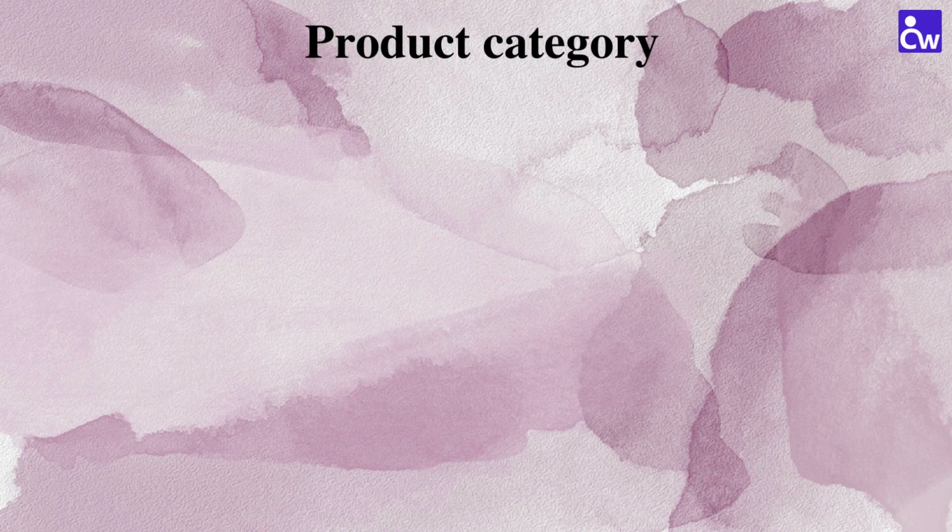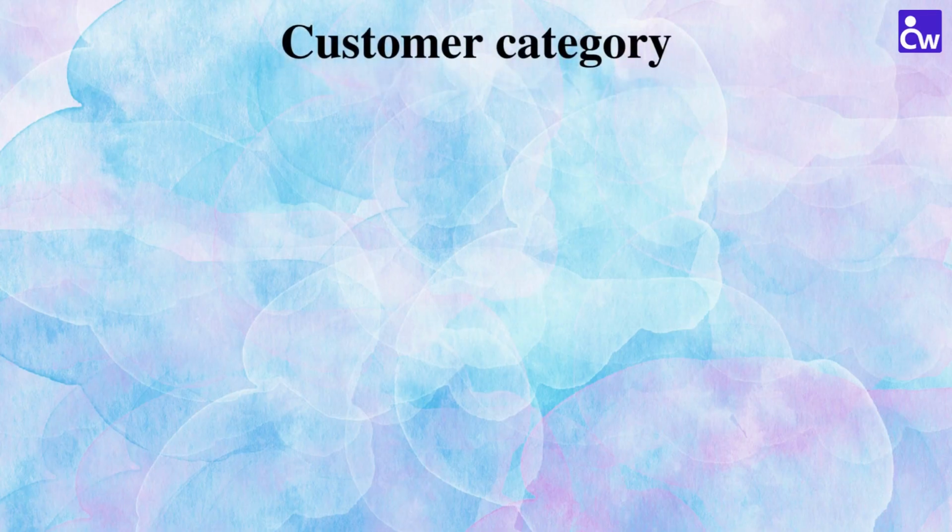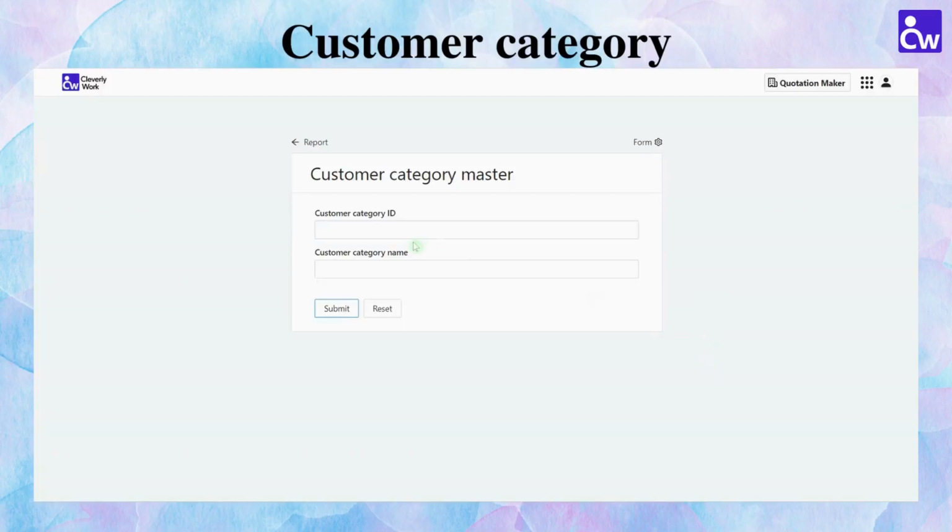Now let's see the category form. The first form is the product category master. Let's enter the first product category ID. Next, mention the product category name and submit. In this way, we can add a product category. Next, we will see the customer category master form. Let's enter the first customer category ID. Then mention the customer category name and submit. In this way, we can add the customer category.